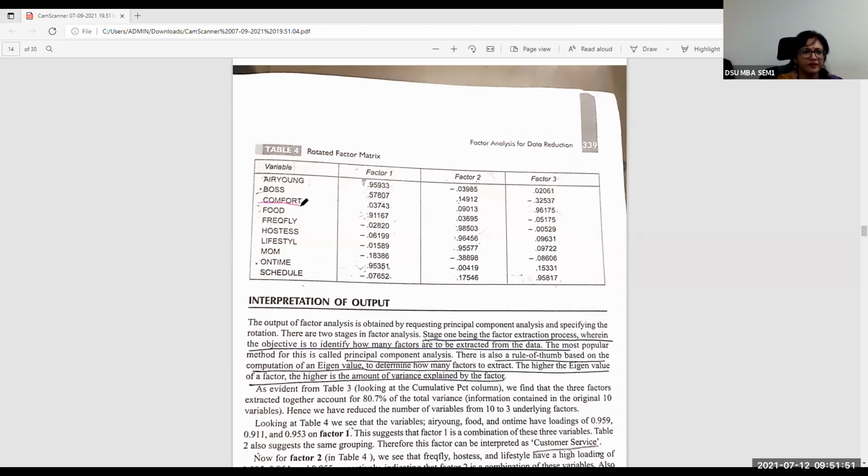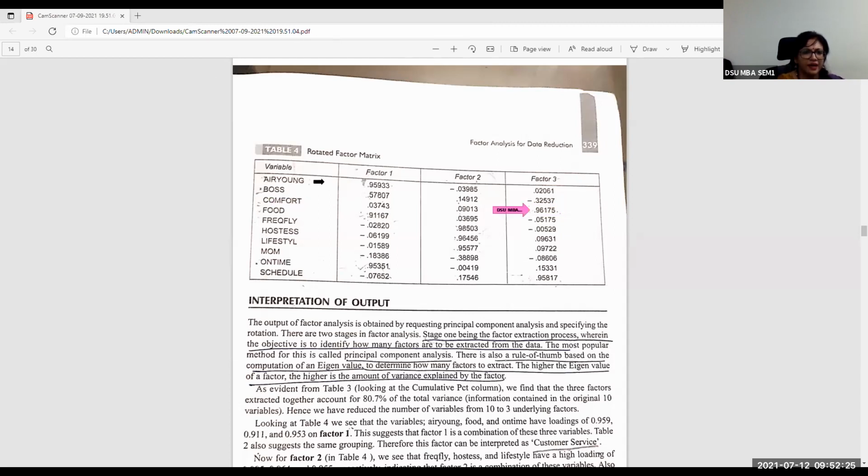Comfort in the aircraft, seats are comfortable. That statement has 0.037 score in factor 1, coefficient of 0.09 in factor 2, and 0.96175 in factor 3, which means the comfortable aspect of the aircraft is a characteristic of factor 3. So factor 3 will comprise of this. So where is comfort coming? Comfort will actually come in the third factor.